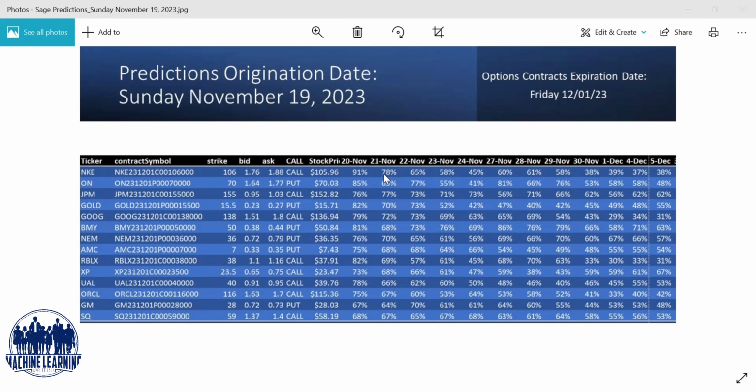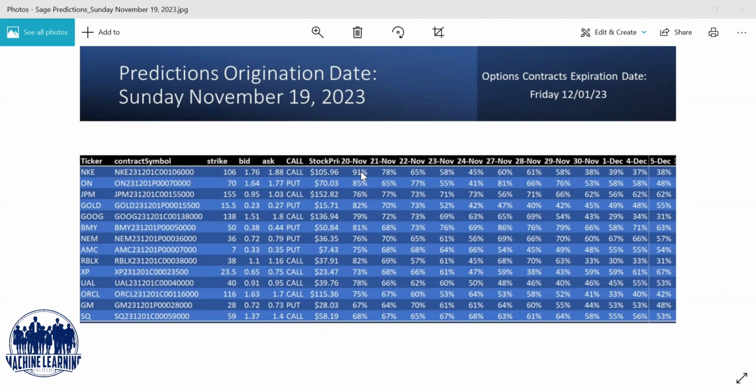Now, go ahead and look at the probabilities. You see this 91, 78, 65%. What it means is that the model is predicting based on historical events, scenarios, and data points that there is a 91% probability that this particular options contract will at least break even. This is a call, meaning the price will at least get to $106.